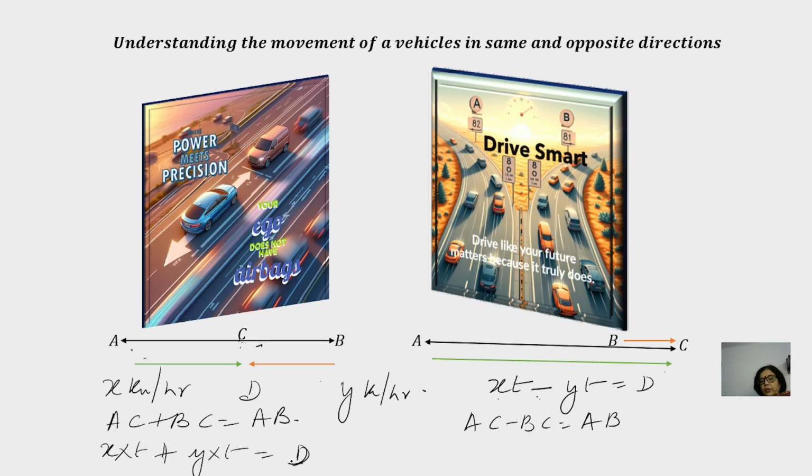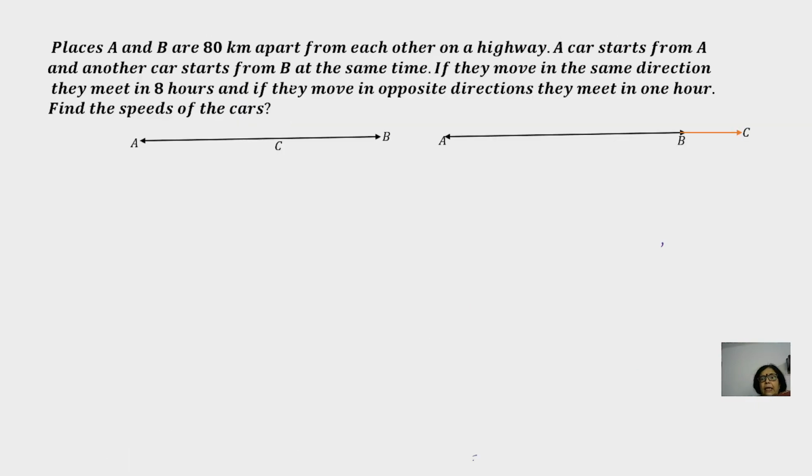So these are the two cases over here. In opposite direction, you add the speed into time plus speed into time to get the distance between the two cars. Important thing here is the cars are starting simultaneously, moving in the same and opposite directions. Now let's take a question to understand this. We have here two places which are at a distance of 80 kilometers apart. One car starts from the point A and the another car starts from point B. Now in the first case, they are moving in opposite direction and in the second case, they are moving in the same direction. The question says if they move in the same direction, they meet in 8 hours.